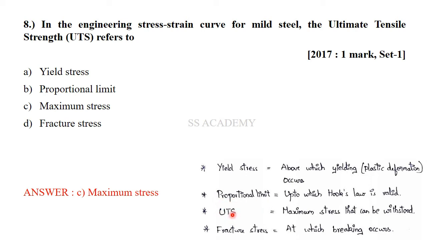And what is UTS? UTS refers to the maximum stress that can be withstood by the material. That is, even though it begins yielding, it can withstand up to this value only. Fracture stress is the final value at which the material breaks, that is, it gets cut. If it is mild steel, it fails in a cup and cone fracture. So from this you can understand that UTS refers to the maximum stress. So C comes out to be the answer.